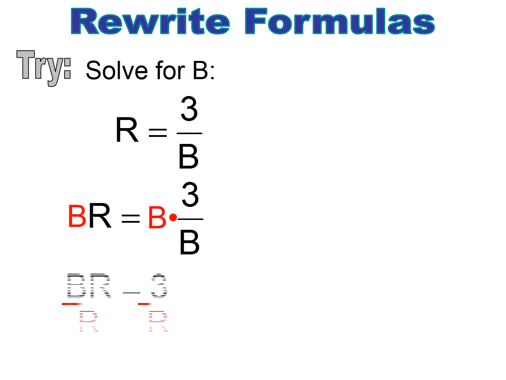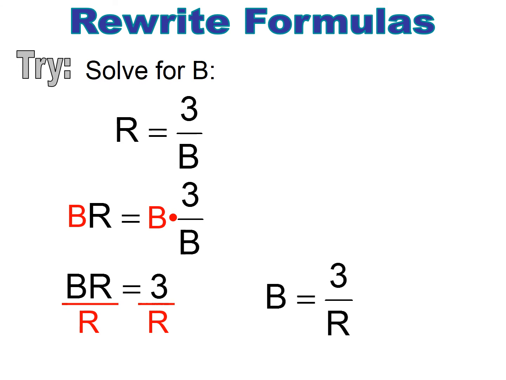So you multiply both sides by b, and then you're going to divide through by r, and you get your solution b equals 3 divided by r.